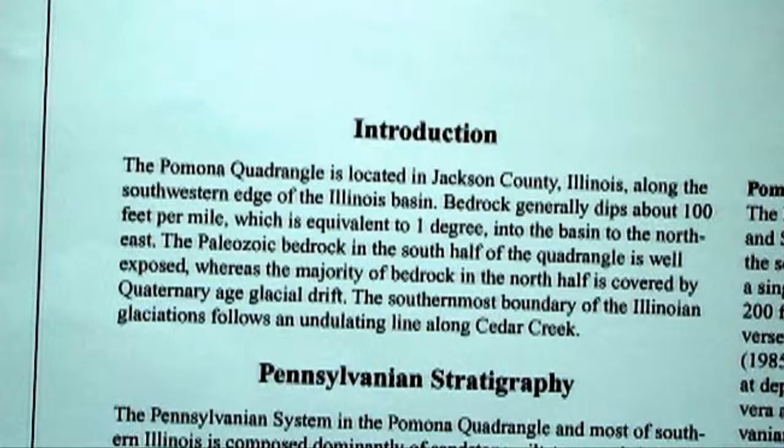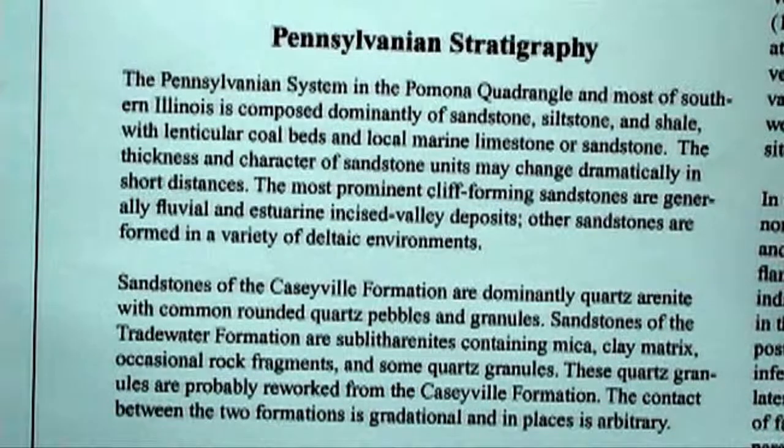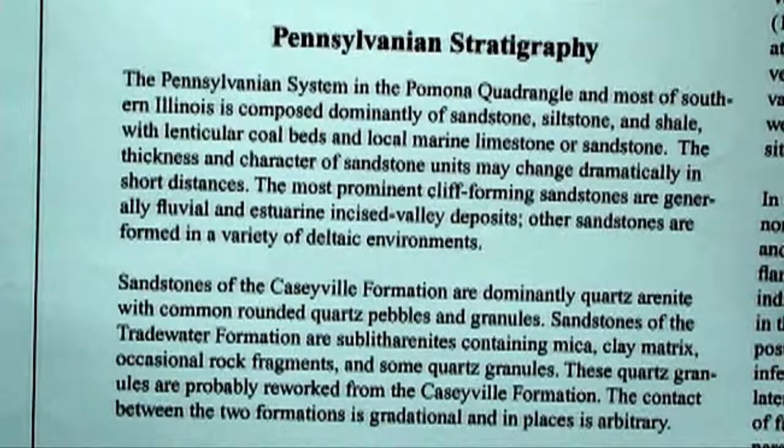This is the text of the map. It's not always necessary to write text for a map, but what it does is it explains things about the geology in the area that may not be depicted on the geologic map, or that need more explanation. So the Pennsylvanian stratigraphy is something that was important to describe completely in the text, so that's where I did that.